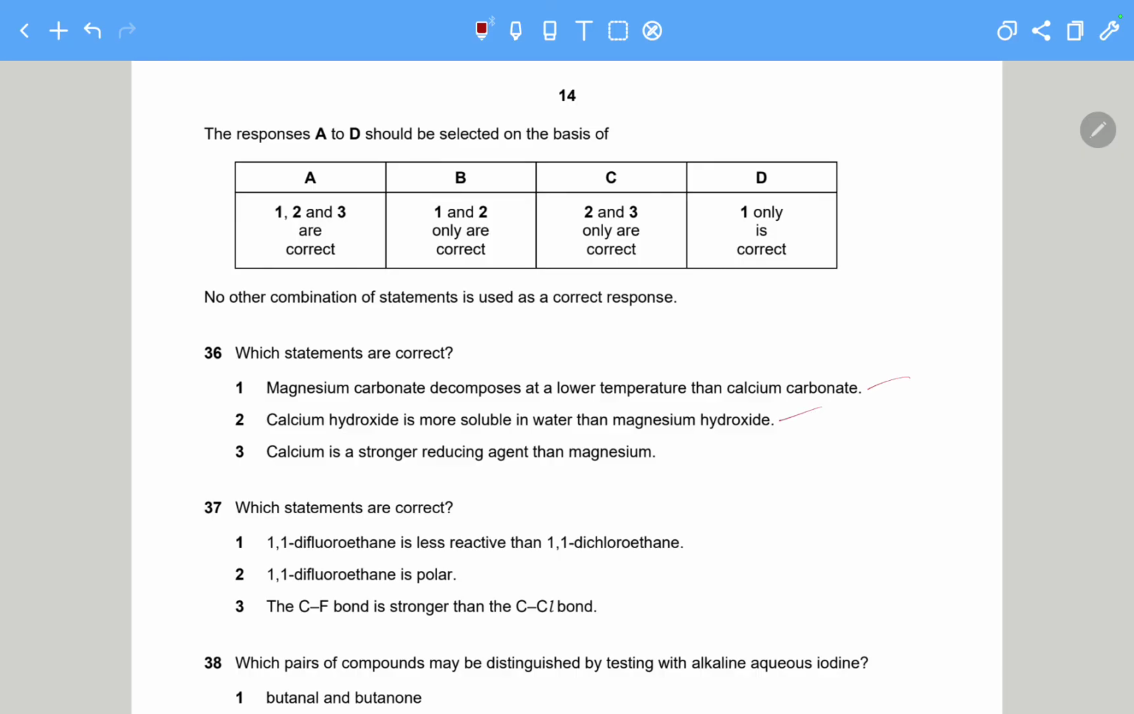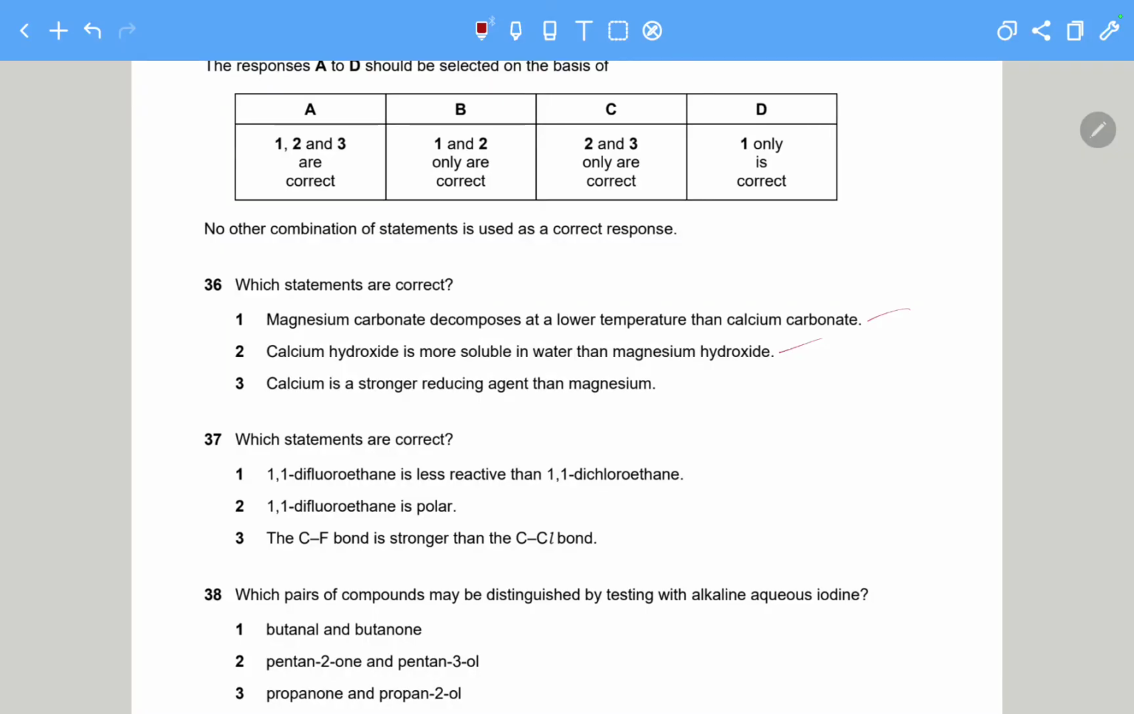This is correct because solubility of hydroxides increases down group 2. Calcium is a stronger reducing agent than magnesium.